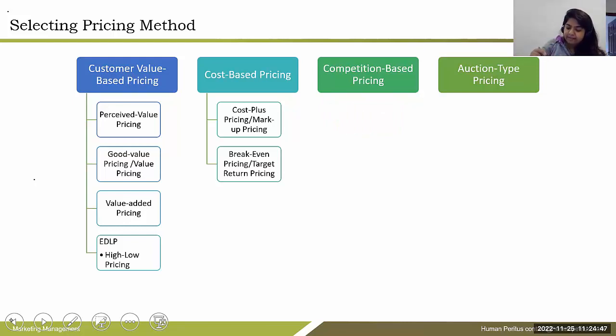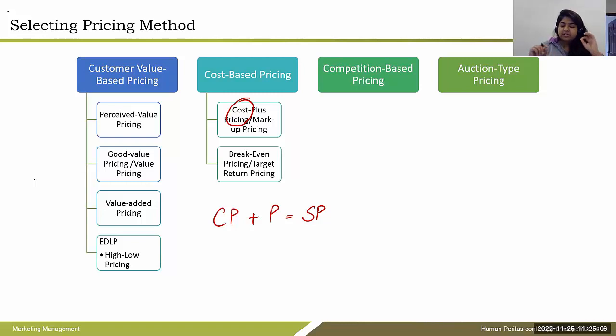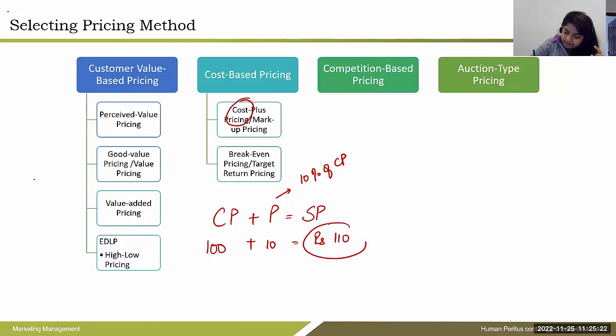Now we are going to the second one, which is cost-based pricing. So the first thing is cost plus pricing. I'm writing this equation on the screen. Just tell me if you know this. Cost price plus profit equal to selling price. Everybody knows this equation, yes or no? Perfect. So in a cost plus pricing method, you have a cost, you tell that, okay, I want 10% of the cost as profit. This profit is 10% of cost price. So the profit here would be 10. So my selling price becomes 110 rupees.